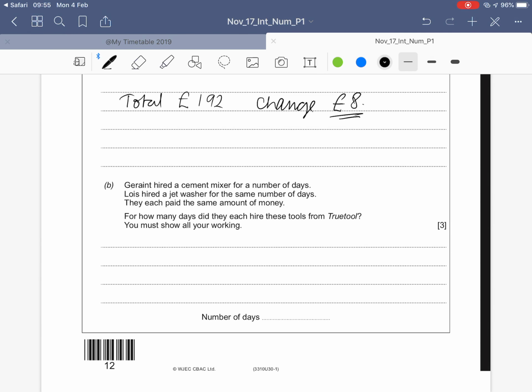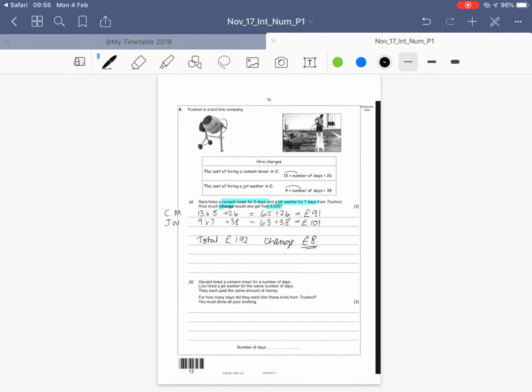Geraint hired a cement mixer for a number of days. Lewis hired a jet wash for the same number of days. They each paid the same amount. For how many days did each hire these tools from True Tool? You must show all your workings out.